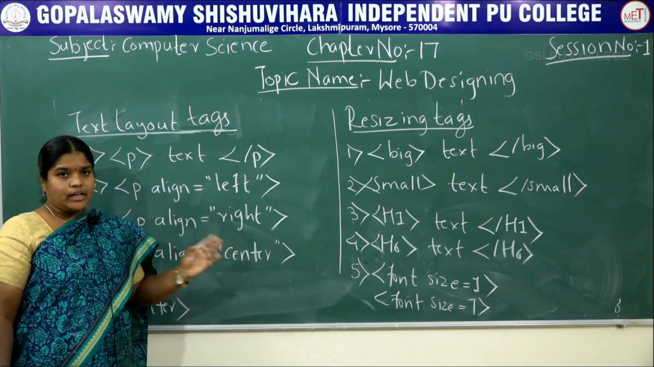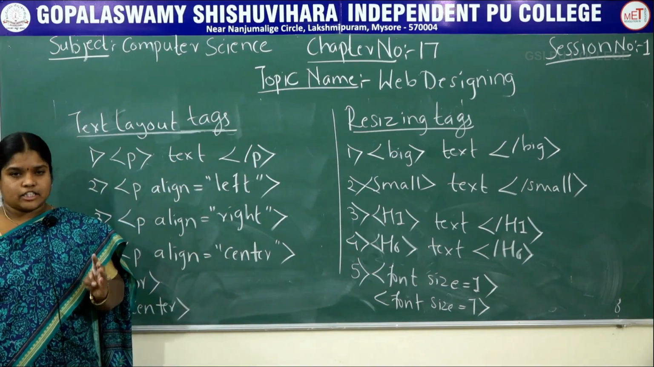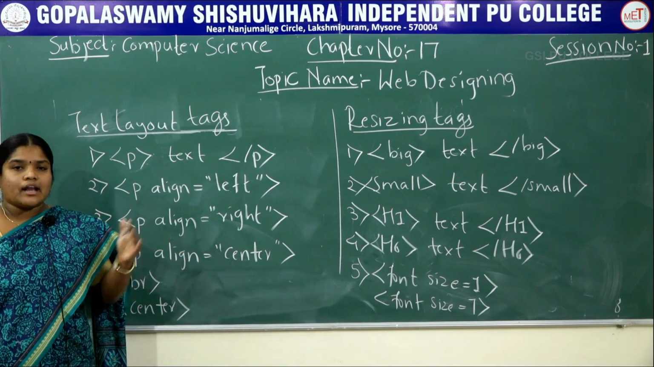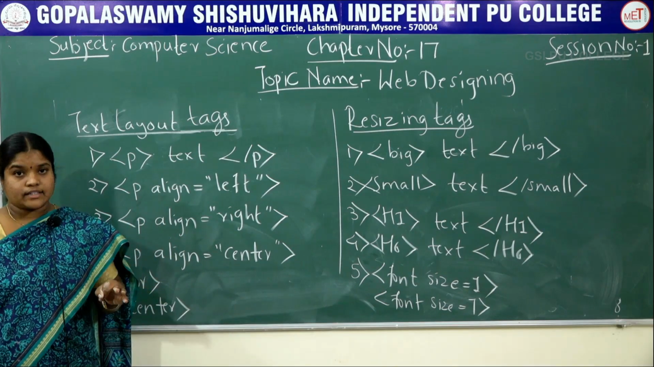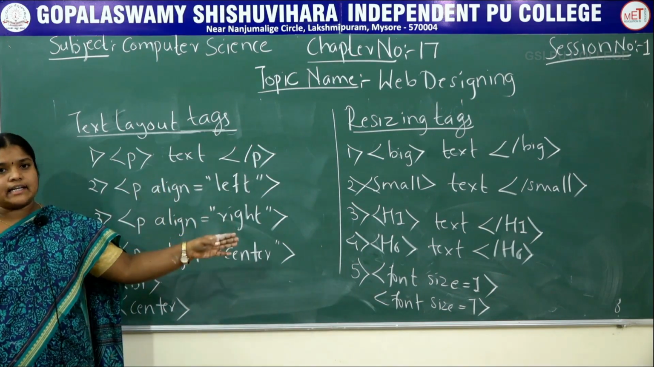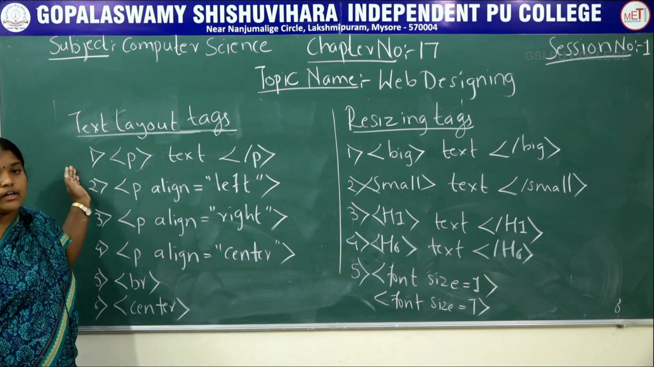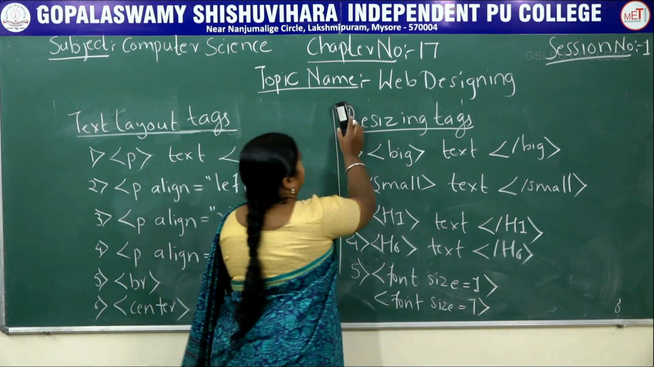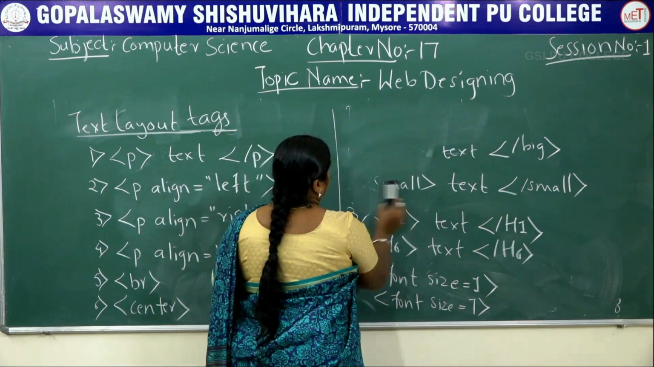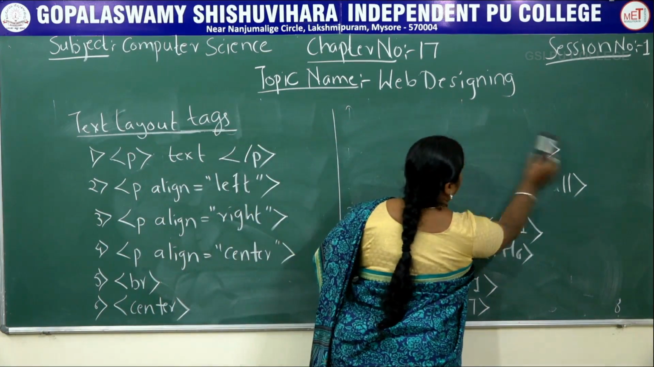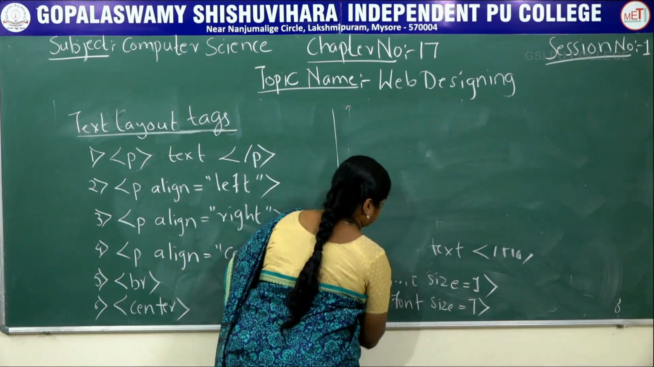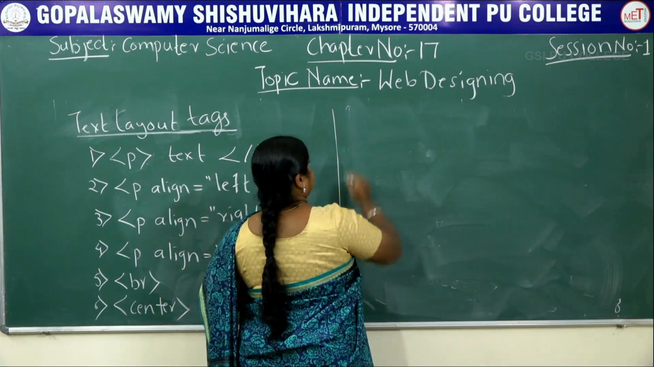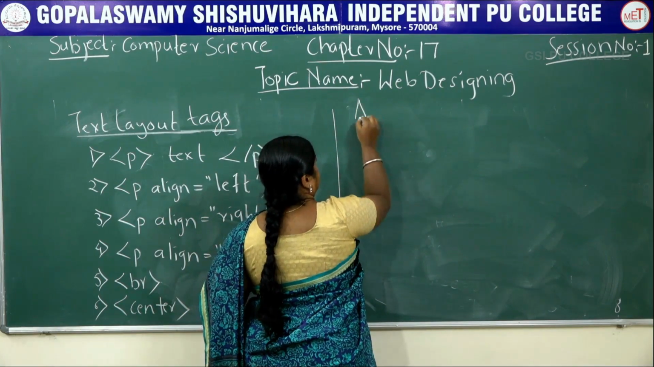So till now we have studied text formatting tags, that is bold, italic, underline, subscript and superscript. Then after that we saw heading tags, then we saw resizing tags, and then we saw the text layout tags. Then next we will study how to include an image on the web page.